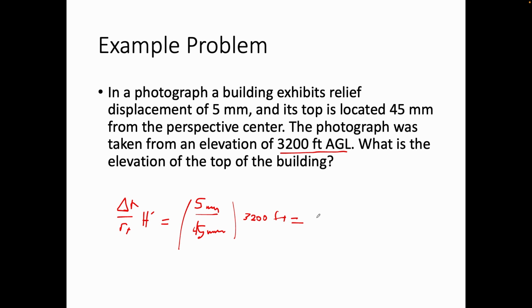And let's see, 5 divided by 45, that's about 0.11. And then we multiply that by 3,200, and that's going to give us our height in feet, about 355 feet. There's some decimals there, but I'm not going to worry about those. So our building height is roughly 355 feet based on a photograph taken from an elevation of 3,200 feet AGL, a relief displacement of 5 millimeters, and a distance from the perspective center to the top of the building of 45 millimeters.